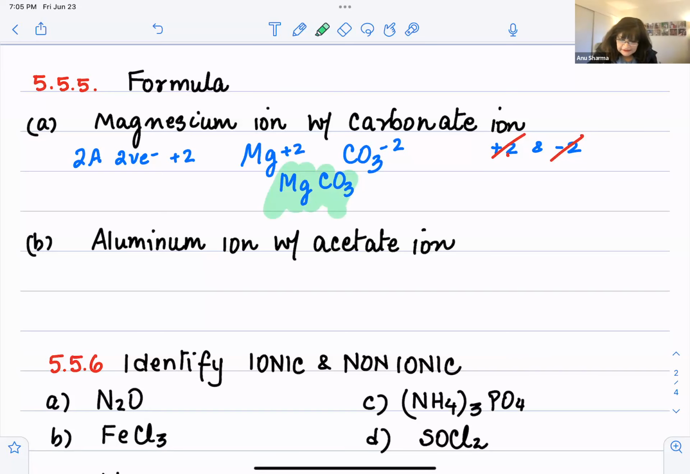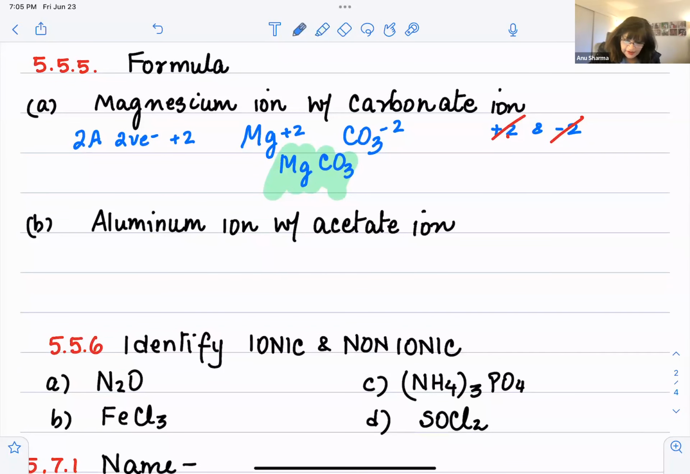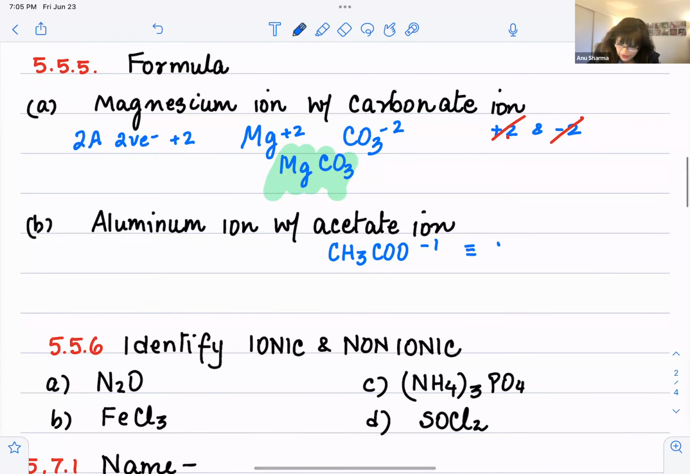Okay, next is aluminum ion with acetate ion. Now that's an acetate ion. Acetate ion is CH3COO with a negative charge. And this is also written as C2H3O2 -1. This is also written like this. So it's the same thing.